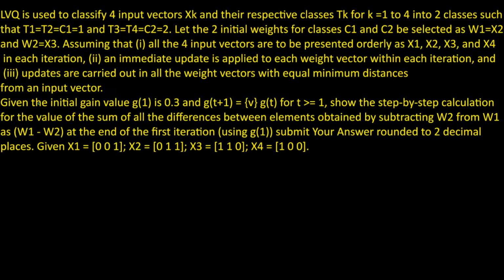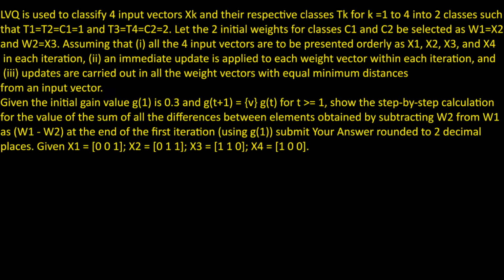From an input vector, given the initial gain value g of 1 equal to 0.3 and g of t plus 1 equal to v g of t, for t greater than or equal to 1, show the step-by-step calculation for the sum of all the differences between elements obtained by subtracting w2 from w1, as w1 minus w2, at the end of the first iteration using g of 1. Submit your answer rounded to 2 decimal places. Given x1 is equal to 001, x2 is equal to 011, x3 is equal to 110, x4 is equal to 100. Okay, so now let's see how to do this problem.